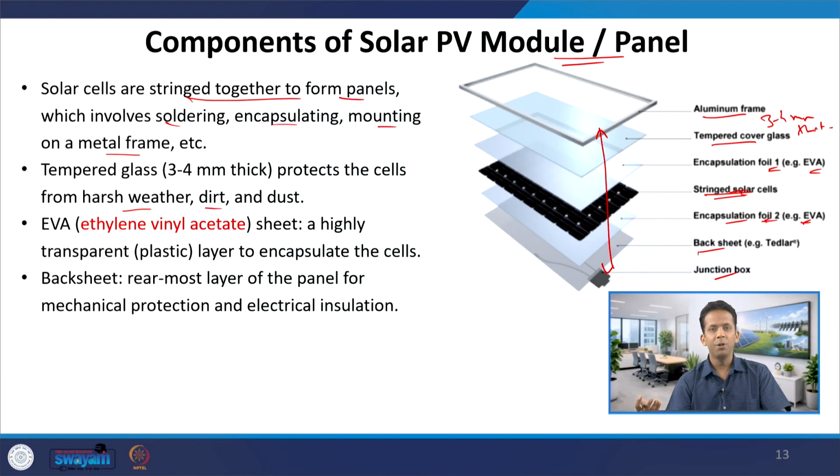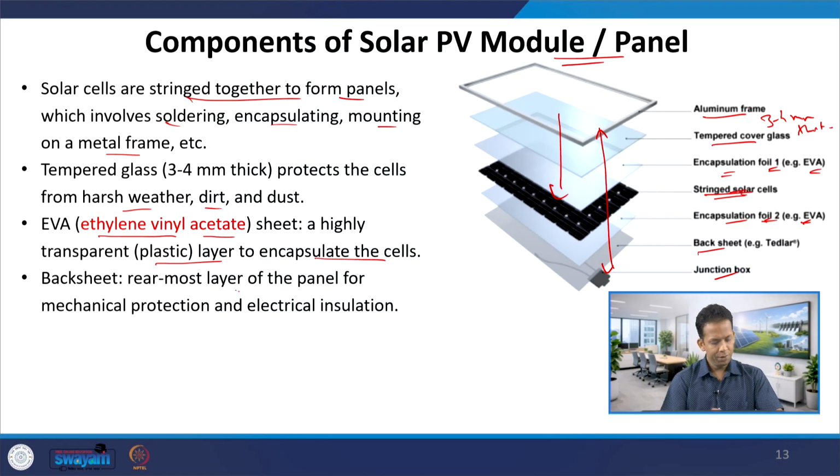It is very transparent, so solar radiation can easily reach the panel. Not only the tempered glass, but the encapsulation foil is also transparent. So EVA, ethylene vinyl acetate, is a highly transparent plastic layer which is used to encapsulate the cells. It's basically laminating the cells from top and bottom so that it protects them and holds them together after getting stringed. So there is an EVA sheet, EVA foil, on top as well as bottom of the cell.